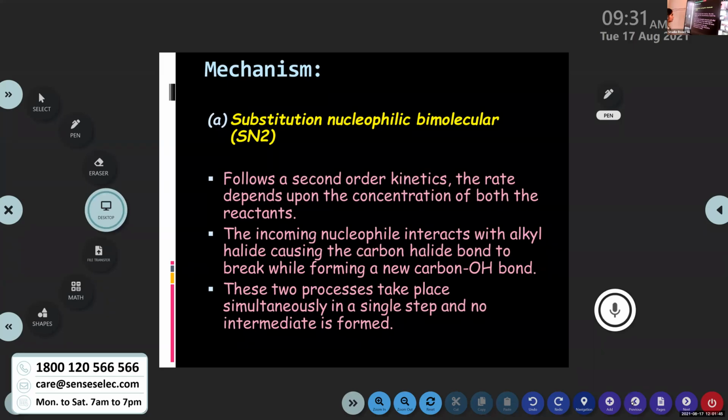Okay, children, these are the main points about substitution nucleophilic bimolecular. It follows second order kinetics. The rate depends upon the concentration of both the reactants. The incoming nucleophile interacts with alkyl halide, causing the carbon halide bond to break while forming a new carbon OH bond. That means both the breaking of the bond and the formation of the bond take place in a single step.